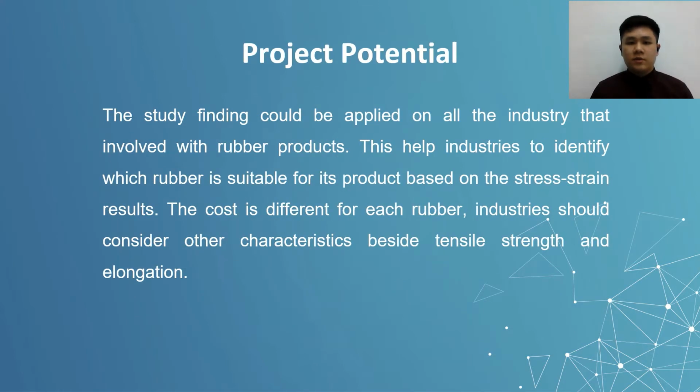The project potential is that the study findings could be applied to all industries that are involved with rubber products. This helps industry to identify which rubber is suitable for its product based on the stress strain results. The cost is different for each rubber. Industry should consider other characteristics besides tensile strength and elongation.